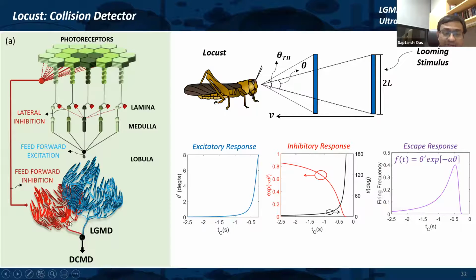Now what the LGMD neuron does, it actually multiplies these two responses and creates a non-monotonic profile. And because there is a non-monotonic profile, the firing frequency actually becomes maximum before the collision is going to take place. So this is a remarkable mechanism which is essentially showing that you are integrating computation with the vision sensor in order to perform difficult vision tasks like collision avoidance, and that too is done by a single neuron.